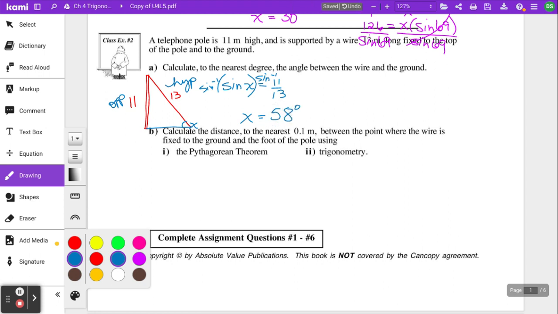Okay. Now it says, find the distance to the nearest 0.1 of a meter between the point where the wire is fixed to the ground and the foot of the pole.